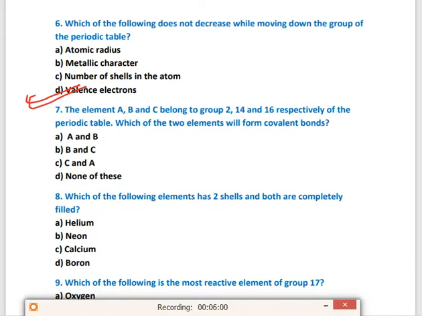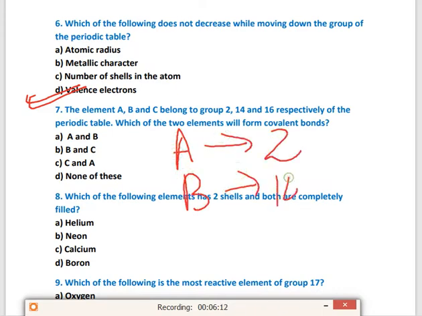Now let's move to question number 7. The elements A, B, C belong to group number 2, 14, 16 respectively. Means element A belongs to group number 2, element B belongs to group number 14, and element C belongs to group number 16. Which of these two elements will form a covalent bond?